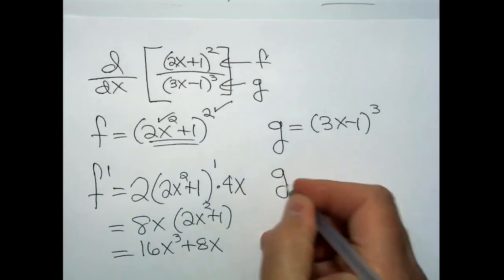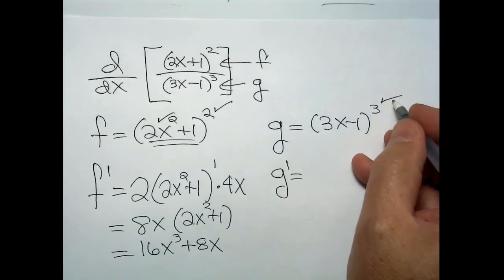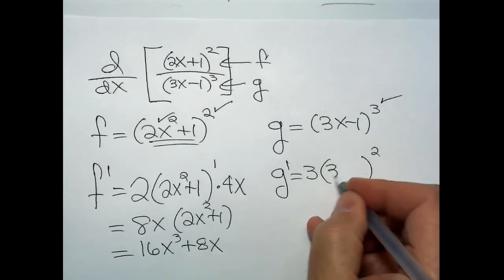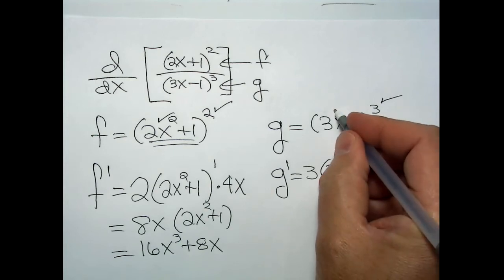G prime. Take off the 3 because that's your cube function. We take the 3 down, deduct 1 from the exponent. Remember, always copy what's inside. But one more derivative.